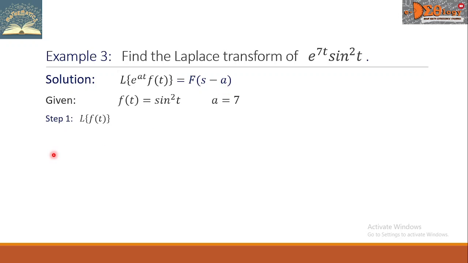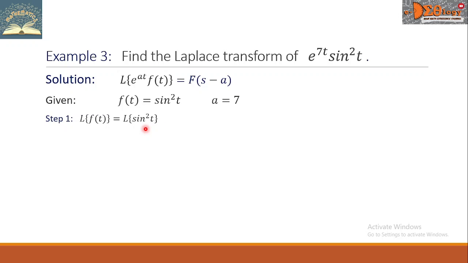We go now to step 1. Let us evaluate the Laplace transform of f of t. This is our f of t. So we have this L of sine squared of t. We don't have a direct formula for the Laplace transform of sine squared of t.